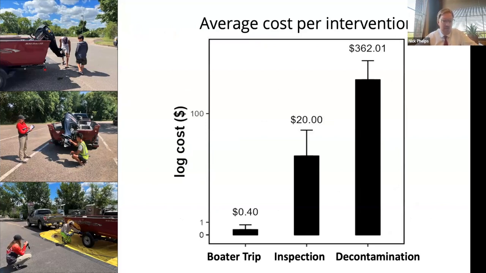And this is what we found. The cost for intervention on each boat or trip at the county level is about 40 cents, about $20 per inspection, and $360 or so for each decon. Now, there's some wide ranges here and a lot of variability in what these numbers tell us, but it varies by county and individual lake, for example. But these are averages, and I'll show you where these numbers become important in just a few slides.